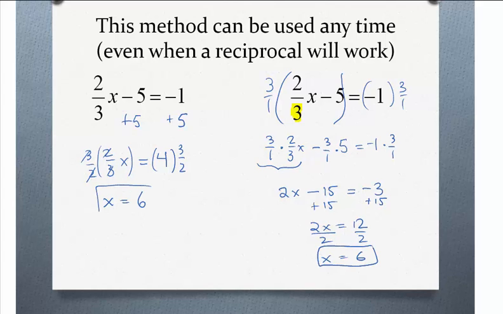Exact same solution. So I think the reciprocal method is faster, but I just wanted to show you that if you really want to use this method of getting rid of your fractions by multiplying by the common denominator, you can always use it.